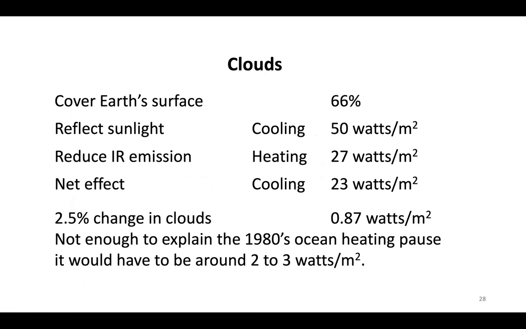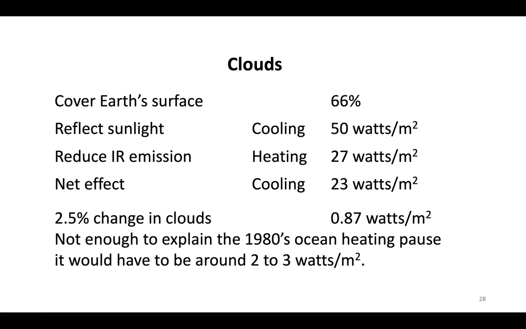It also reduces the infrared emission because the clouds are colder than the surface, and they emit less light to space than the surface would. And it reduces infrared emission by about 27 watts per square meter. So the net effect of the clouds is that each square meter of Earth is cooled by 23 watts per square meter by the clouds. Now, if you change the 66% by 2.5%, you've got to multiply that 23 by 2.5% and divide it by 66. It comes out to 0.87 watts per square meter.